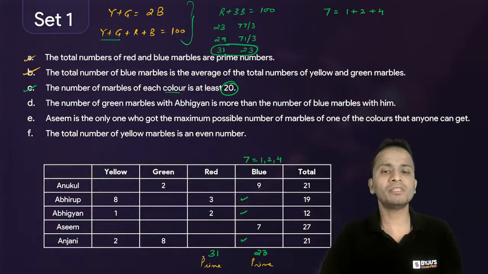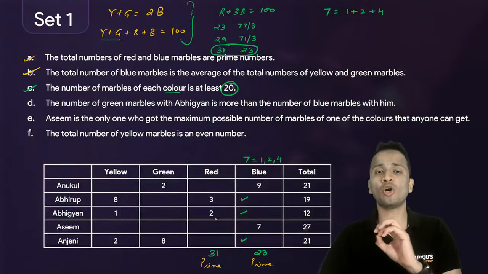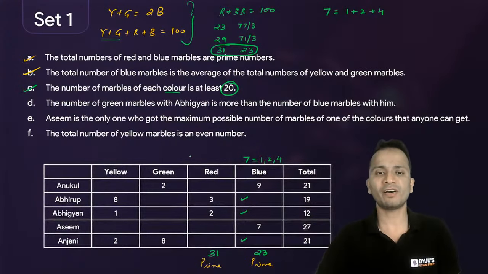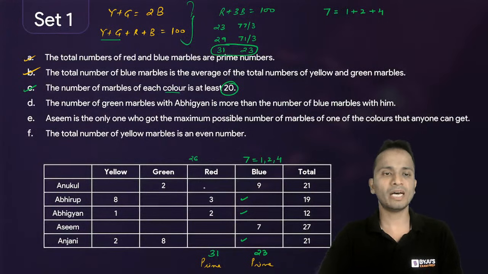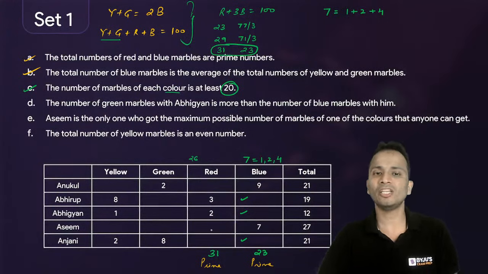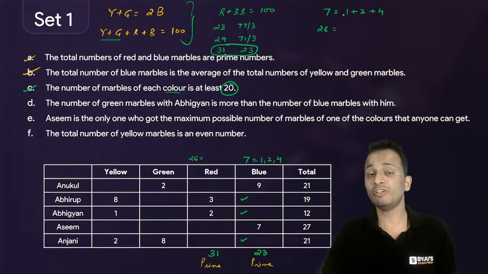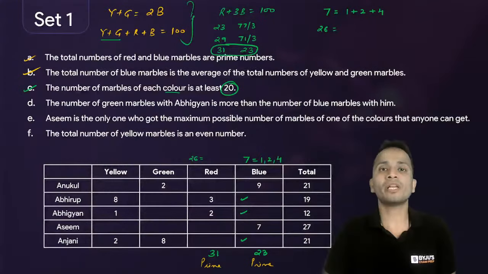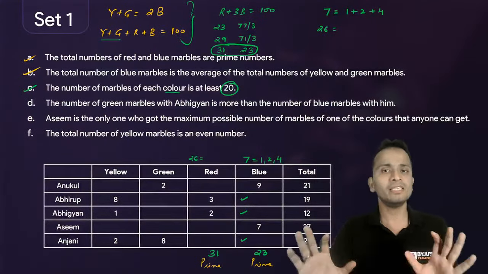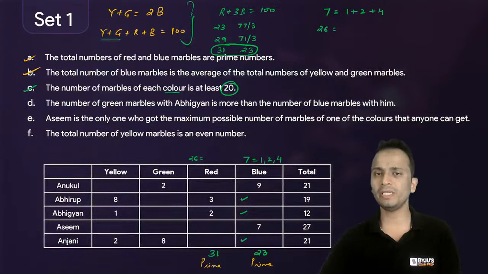Now look at the number of red marbles. The number of red marbles total is 31. 3 with Abhiroop and 2 with Abhigyan. That means 5 are already gone. So from 31, if 5 are gone, I'm left with 26. So the number of marbles with Anukul, Asim and Anjani is 26. Now how can I write 26 as the sum of 3 distinct numbers which are less than or equal to 10? 10 is the maximum number that can be given.